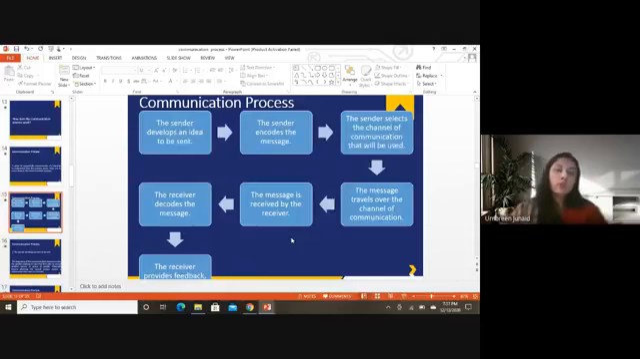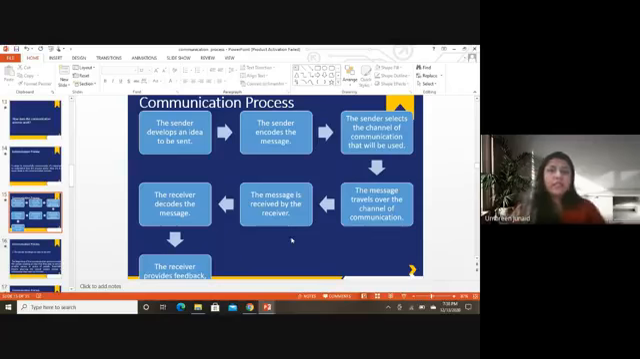The sender, the person who has thought of sending a message, he has to send a message. He thought of an idea that is to be sent. The next is the sender encodes the message, means he selects the way the message has to be sent.